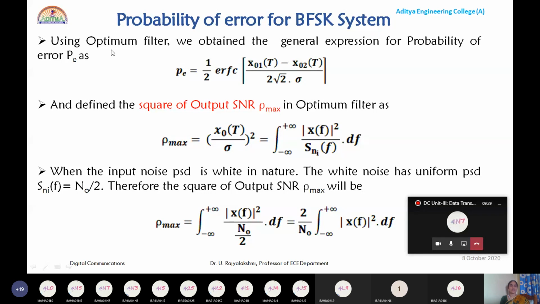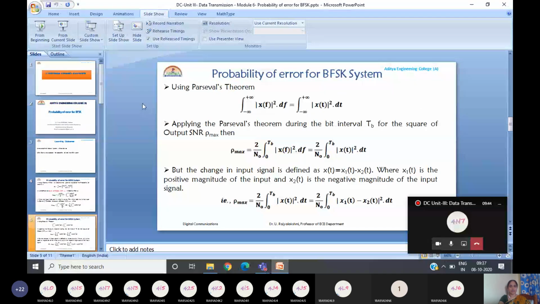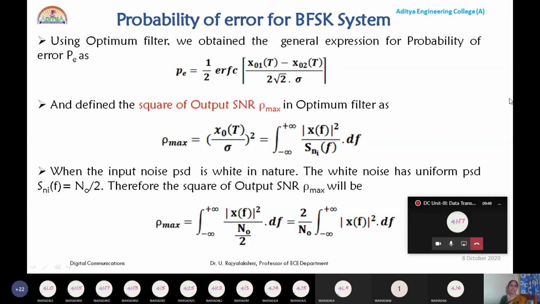Follow the same steps as we discussed in the last class. What is the first step? Make use of the optimum filter and take the probability of error expression for the optimum filter. The expression for probability of error is half ERFC of x01 of t minus x02 of t divided by 2 root 2 sigma. So what is x01 of t minus x02 of t? It is nothing but the square of output SNR, divided by sigma whole square.